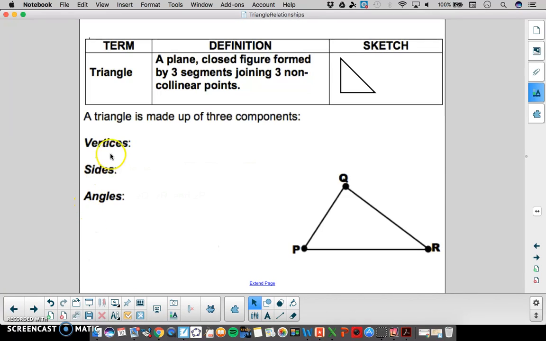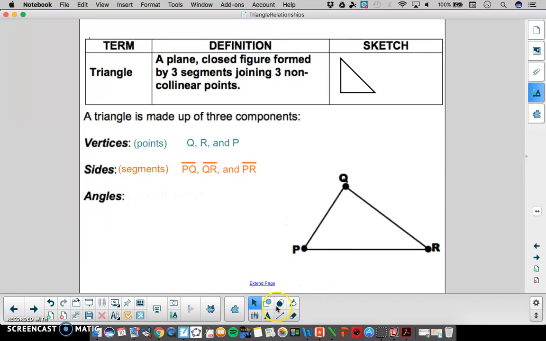There are vertices, which are the points. And the points in this triangle are point Q, point P, and point R. Remember, we name points by capital letters, so that would be the list of the vertices of that triangle. The sides are the segments, so we have segment PQ, segment QR, and segment PR that are the sides of that triangle.